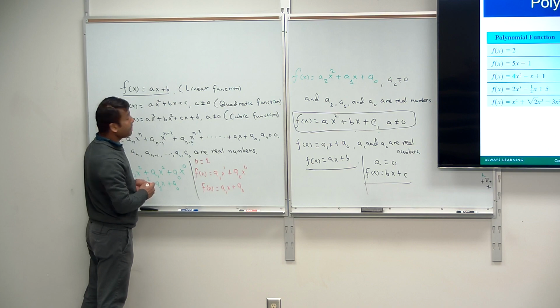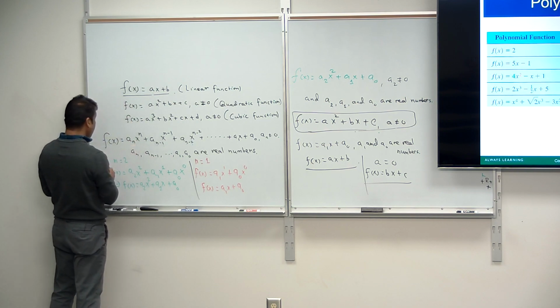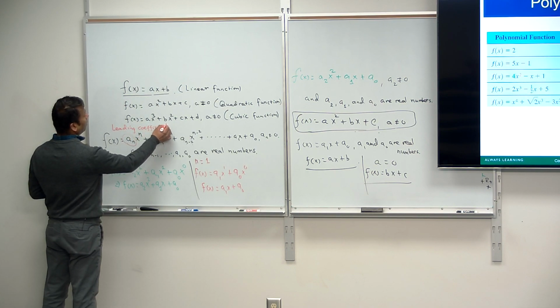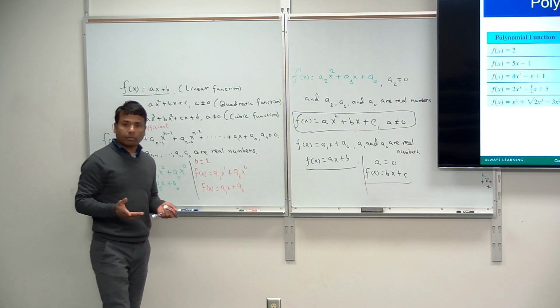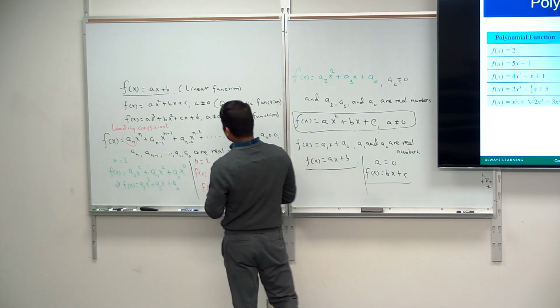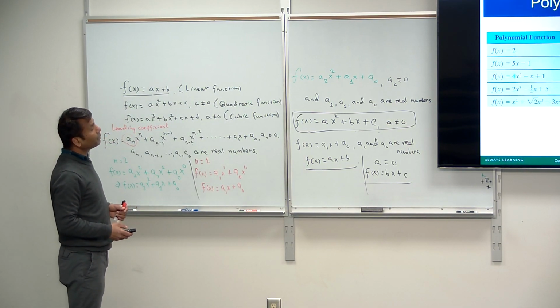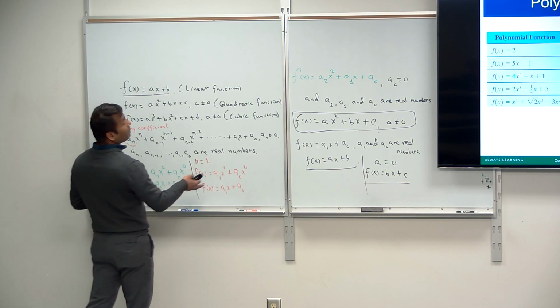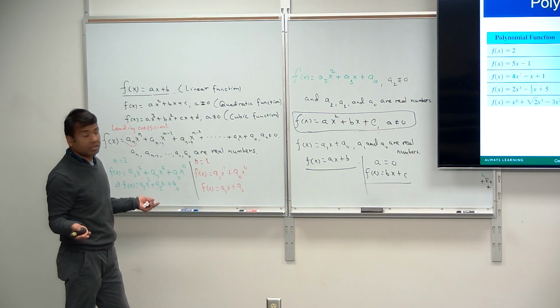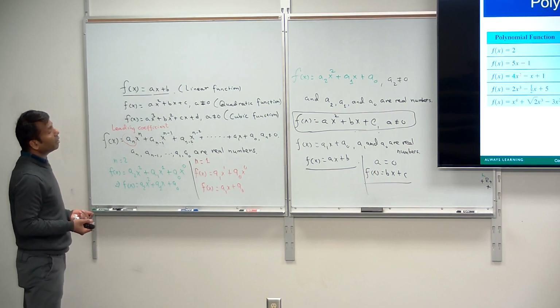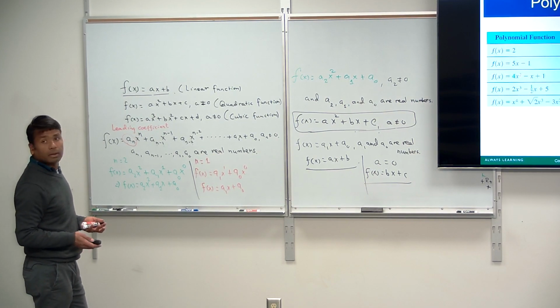Are you with me? So this a_n is the leading coefficient. Okay. So you got it, right? Like we talked about, if you want to give the example, you see f(x) equal to 2 is a constant function, f(x) equal to 5x minus 1 is also a linear function. Okay?